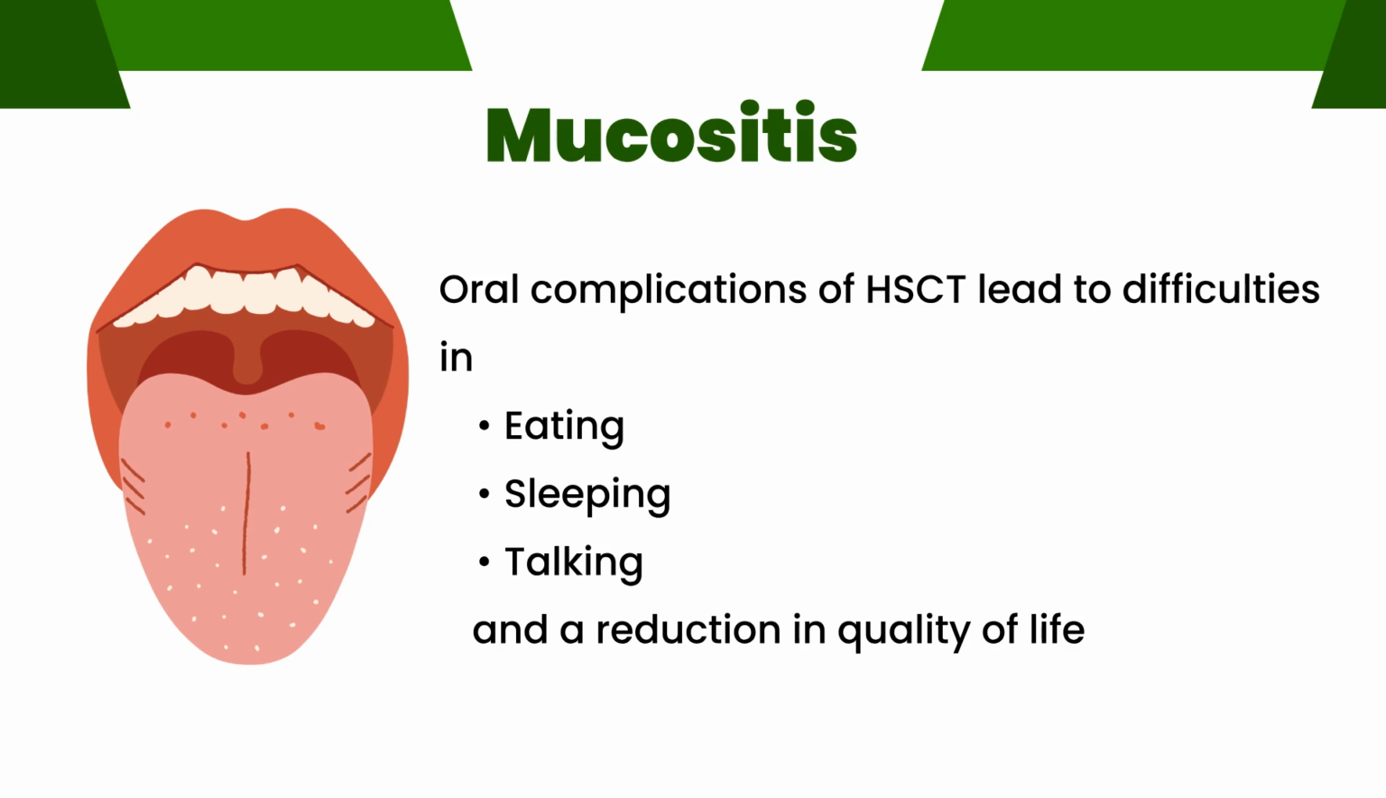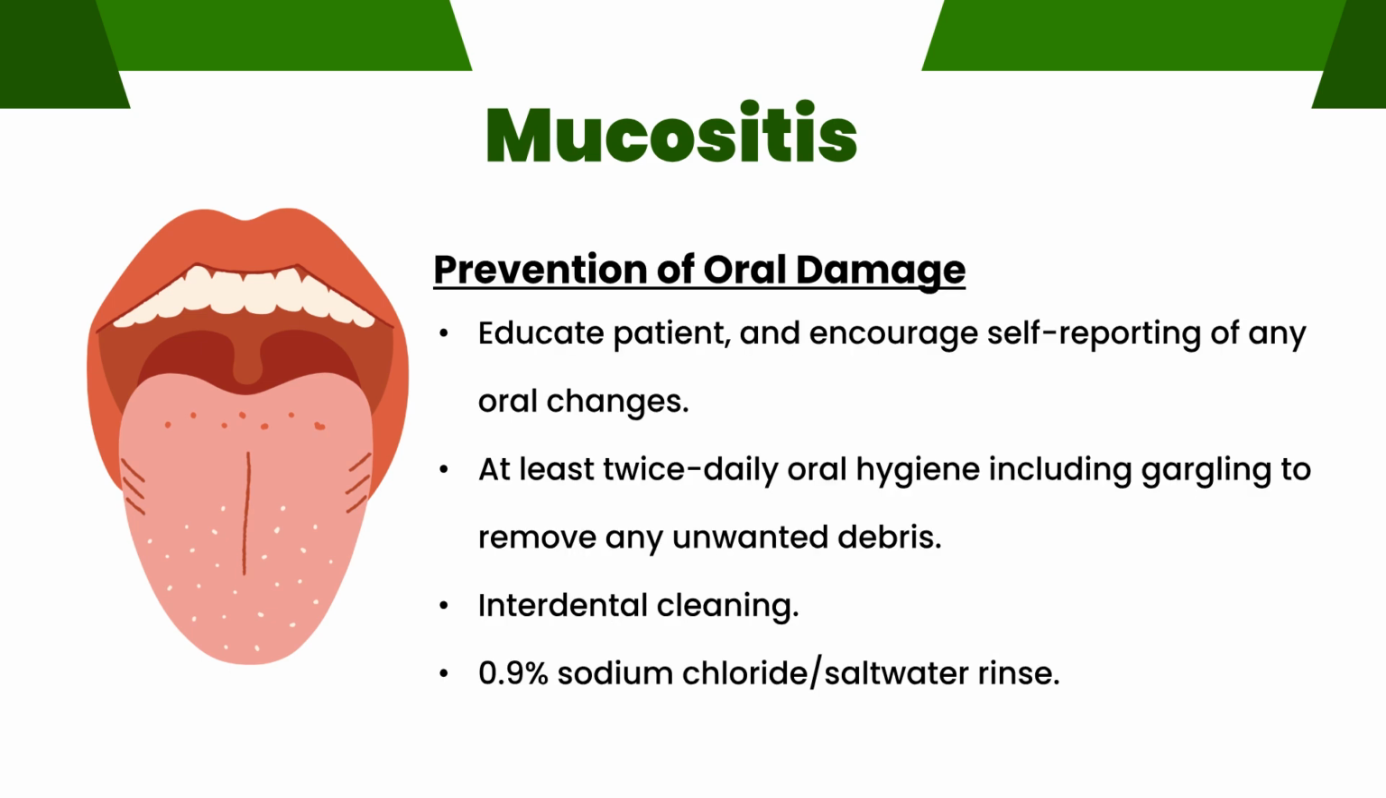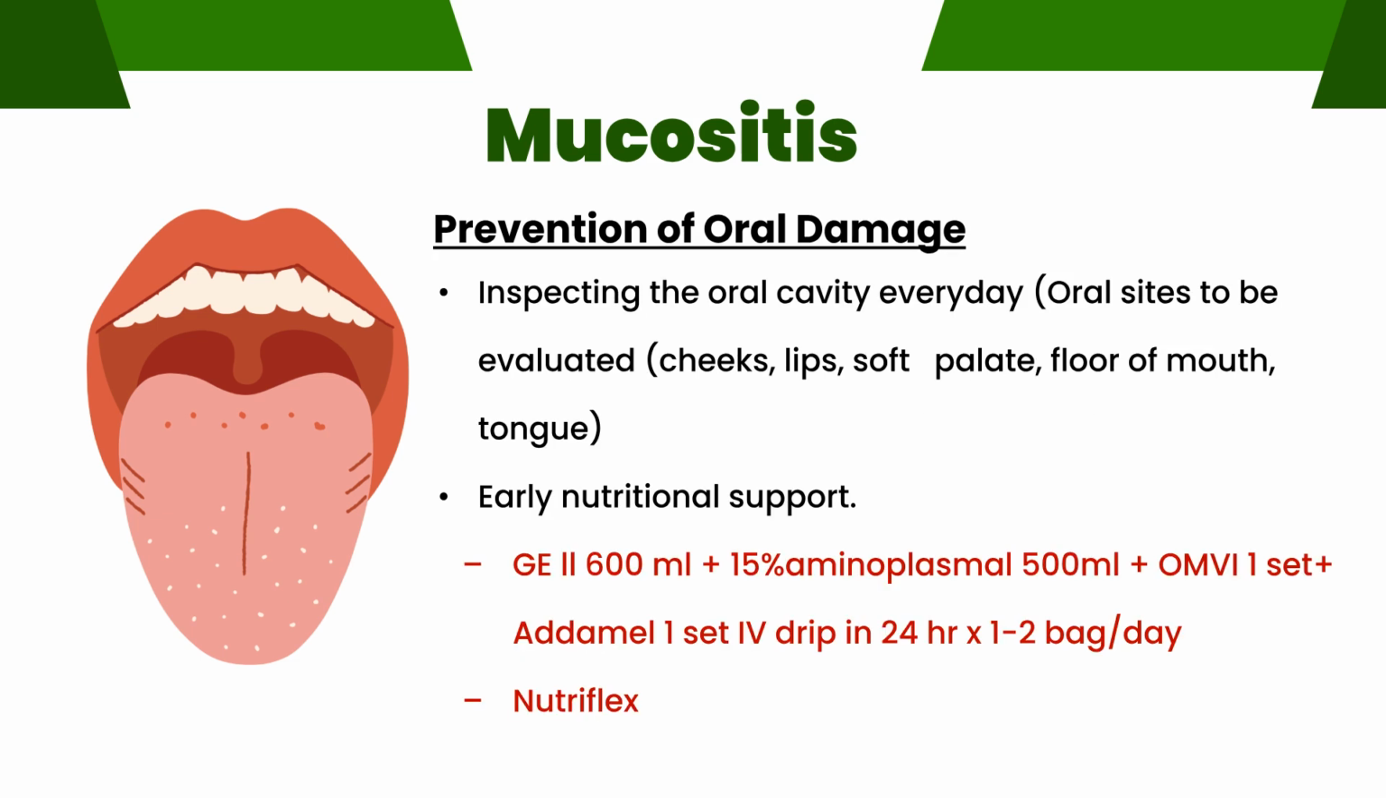Mucositis, or oral complications of HSCT, causes difficulties with eating, sleeping, and talking, significantly reducing the patient's quality of life. Prevention of oral damage includes patient education, encouraging self-reporting, and maintaining twice-daily oral hygiene with interdental cleaning and saltwater rinsing. Additional prevention measures include daily inspection of the oral cavity and early nutritional support, often through specialized IV drips.